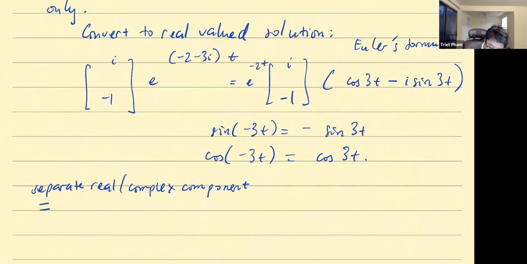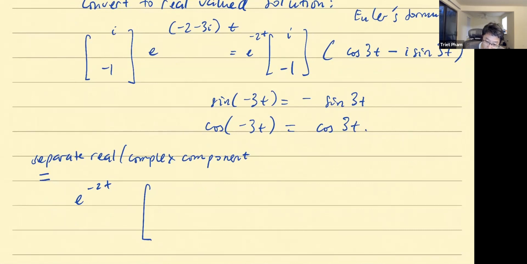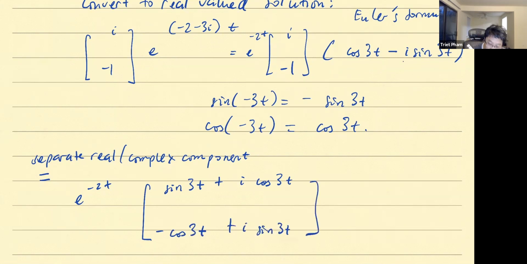If you mix them in, you can keep the e to minus 2t out, okay? It's a scalar. But if you mix them in, you got minus i times i, which is 1. So you got sine 3t, and then plus i cosine of 3t. And the second one gives you minus cosine of 3t plus i sine 3t.